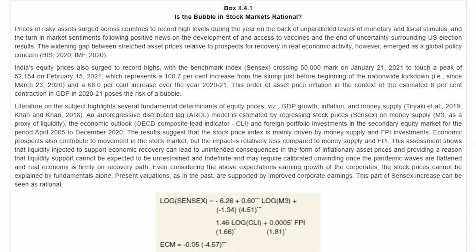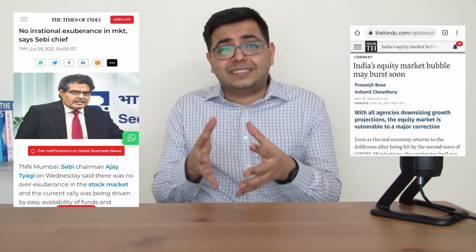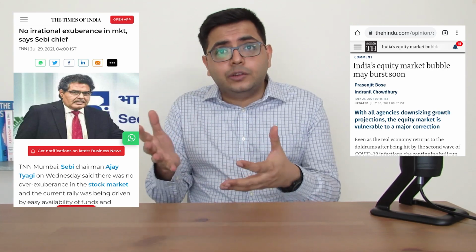In fact, as of last month, in its annual report for 2021, the RBI actually stated that the Indian markets were in a bubble and then went on to discuss whether this bubble was rational. While there's no consensus on this, there is some evidence to suggest that Indian markets may be at least overvalued as we get close to the peak of this bull run.